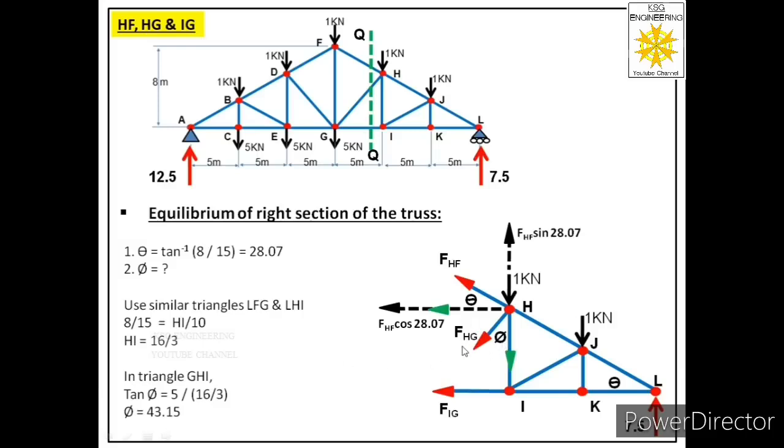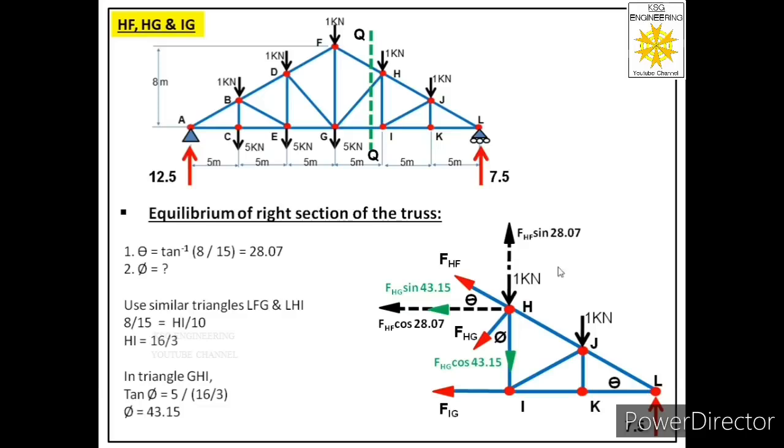Now we have considered angle of this force with this component, so this will be cos component, other will be sine component. So let us label the magnitudes of these two components now. So we'll call this as FHG cos 43.15 and this will be FHG sine 43.15.